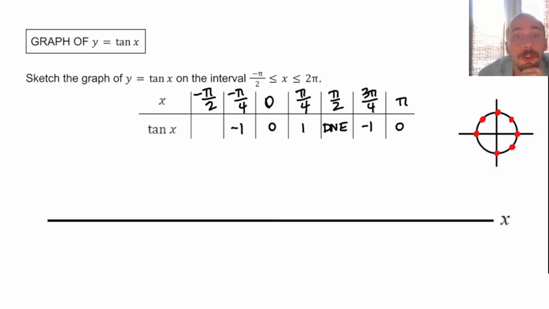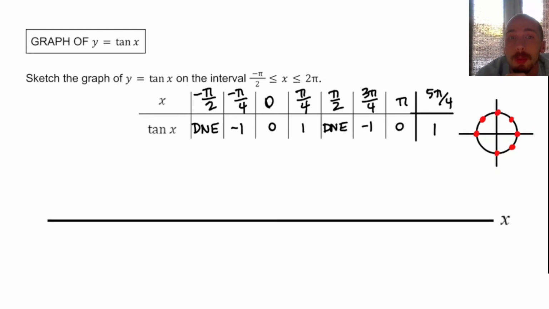And then at negative pi over 2, just like regular pi over 2, I'm dividing by 0 because cosine of negative pi over 2 is 0. Because the x-coordinate on the unit circle at that very bottom edge is going to be 0. So I'm going to say that one fails to exist as well. And so we see this repeating pattern here. DNE, negative 1, 0, 1. DNE, negative 1, 0. So we would expect the pattern to continue going.